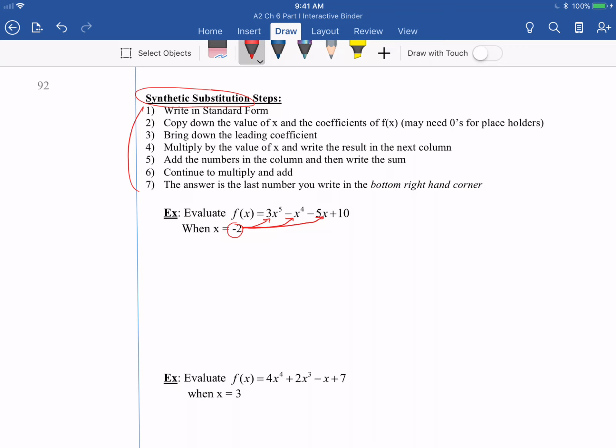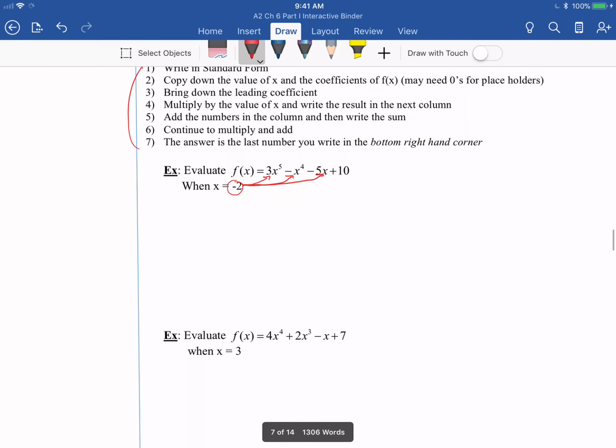And it might be a little tricky at first, but I promise you, after you do some examples, you're going to say, hey, this goes pretty quick. All right, so here we go. This first one here, we're going to evaluate this guy at negative 2. I'm going to put negative 2 outside of this big long L, this big long L shape that we're going to talk about a lot throughout this chapter.